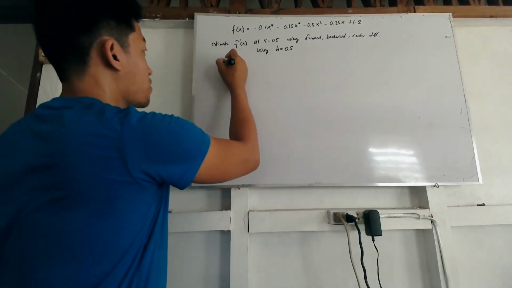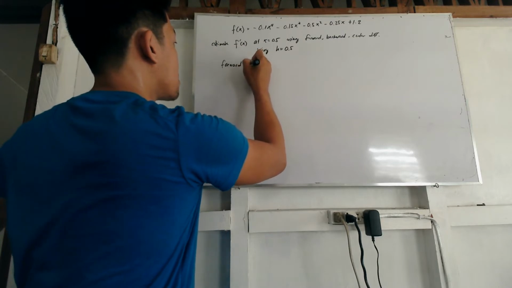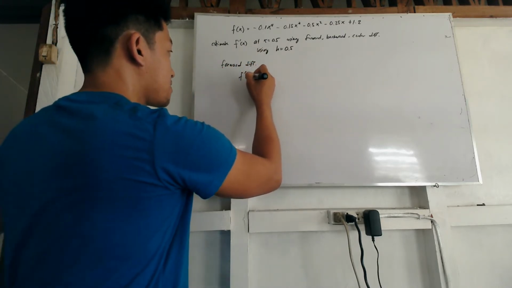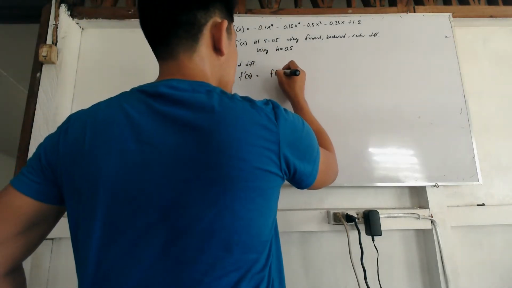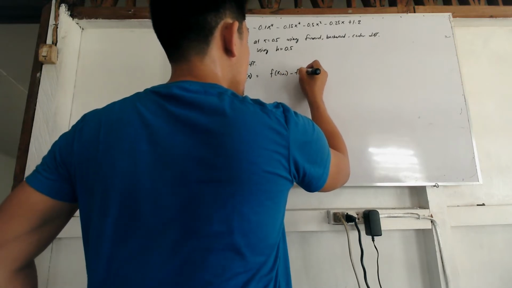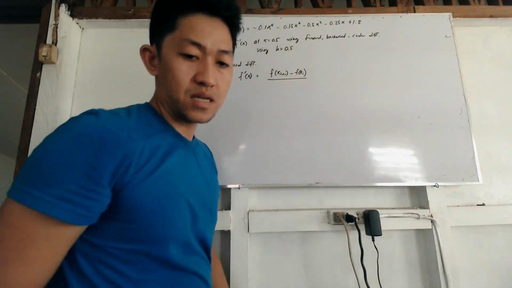So first we will use the forward difference. Okay, according to the forward difference, f prime of x sub i is just f of x sub i plus 1 minus f of x sub i over h.